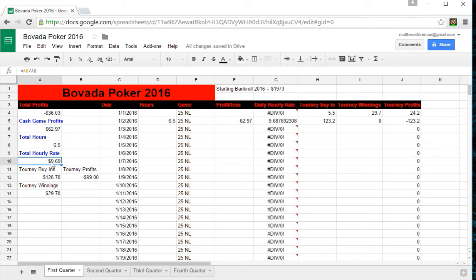Now down here, total hourly rate. For this, the best way to do it is to divide the cell for your total cash games by your total hours. So I have here A6 divided by A8. That's in this A10 cell here, and that's going to give me my total hourly rate. As you play, you do have to update your hours, your profit for cash games, and your tourney statistics.